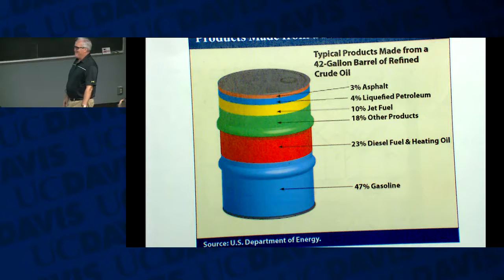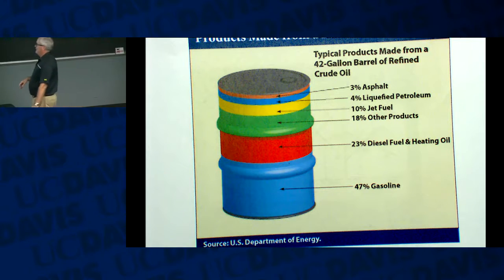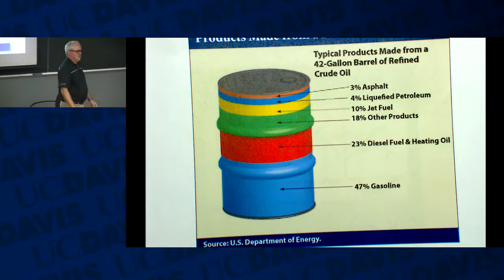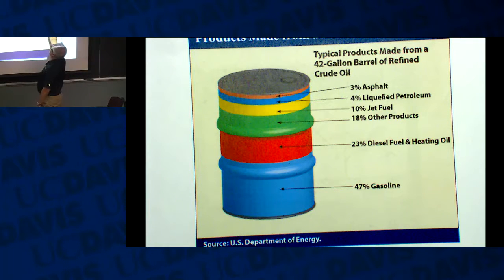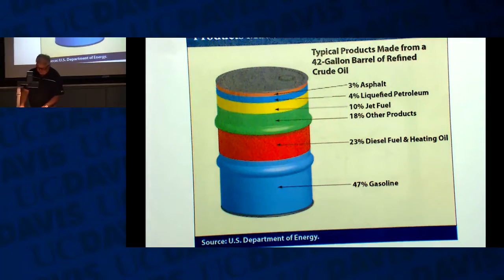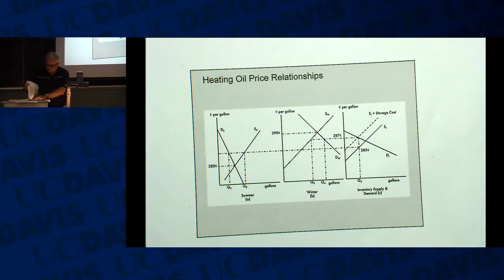So here's a barrel of crude oil. And when they crack the barrel, when they process it, they get some gasoline that they sell to us, right? That's almost half of the crude oil, 47%. And they get some diesel fuel and heating oil. Those two are very similar. And they get some jet fuel, 10% jet fuel, some asphalt, a bunch of other products. So here's heating oil. It sort of competes with diesel, and it represents maybe 10% of production coming out of an oil refinery.